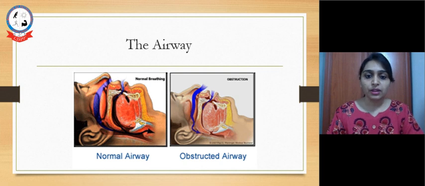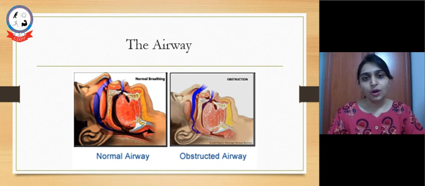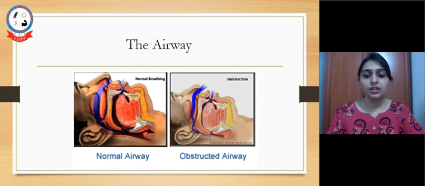For that, and to keep the airway patent, we require some instrument. There can be either an oropharyngeal airway, or an endotracheal tube, or a tracheostomy tube. First we will see in brief about oropharyngeal airways.